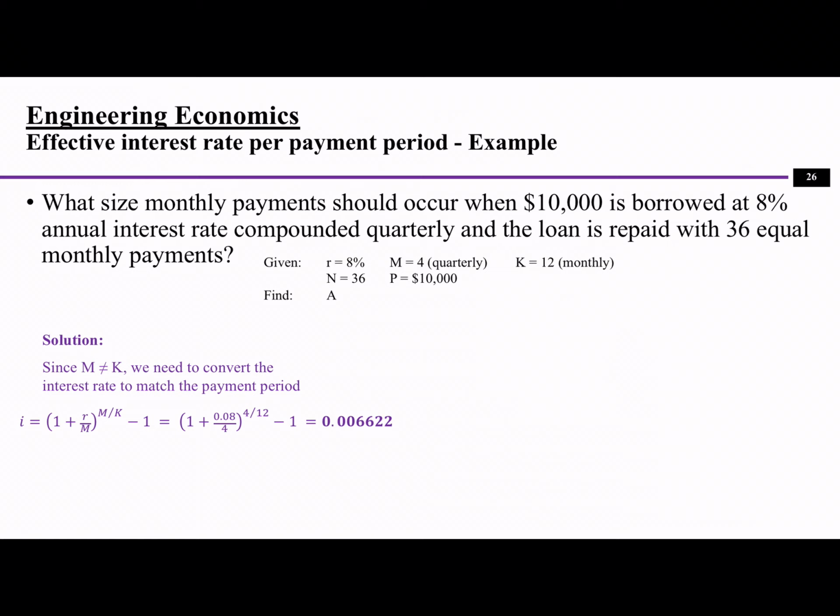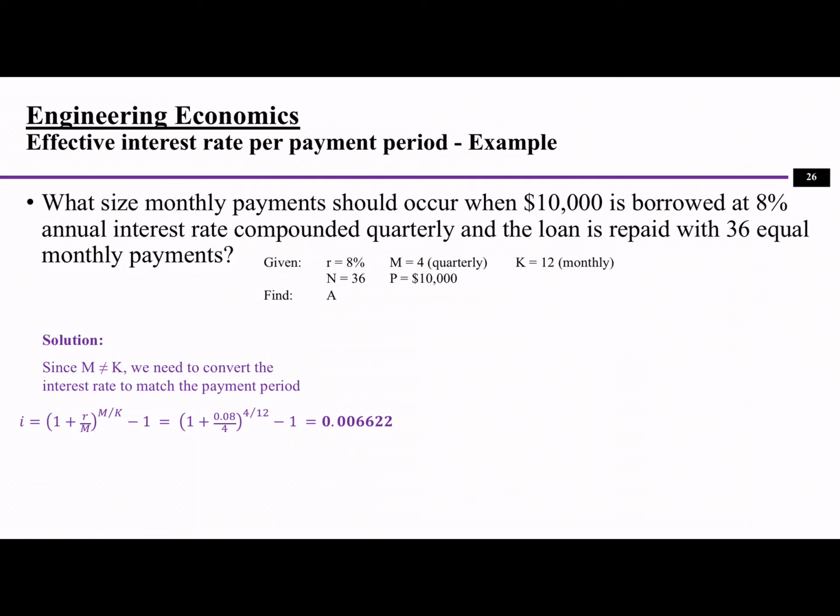But if you want to use M and K, M will be how many periods of the compounded period divided by how many periods of the payment period, which will be 12, right? And then minus 1, you can get the effective interest rate for months.